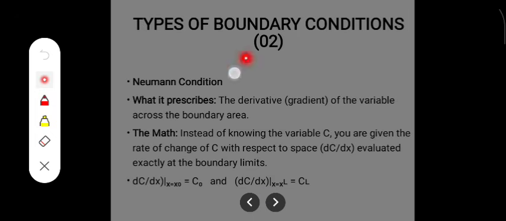And for the second boundary condition, we have the Neumann condition. It describes the derivative, that is the gradient of the variable across the boundary area, and the math behind it is that instead of knowing the variable c, you are given the rate of change of c with respect to a particular space evaluated exactly at the boundary limit. So this is just the mathematical denotation for it.